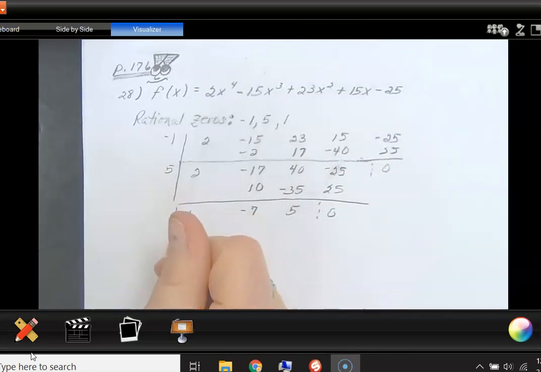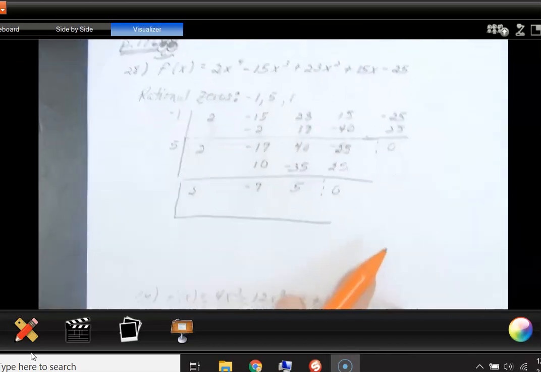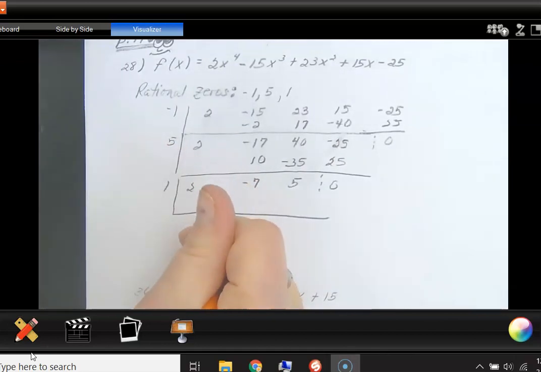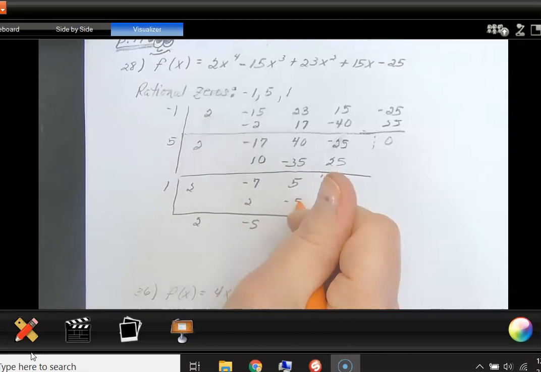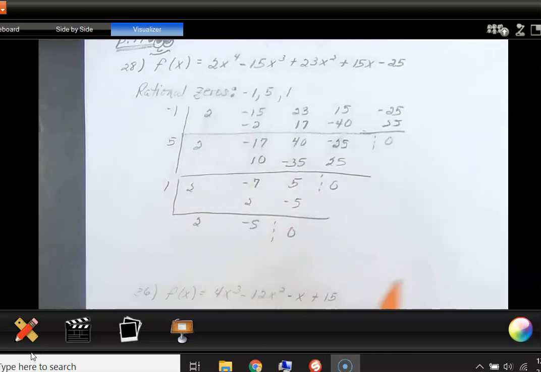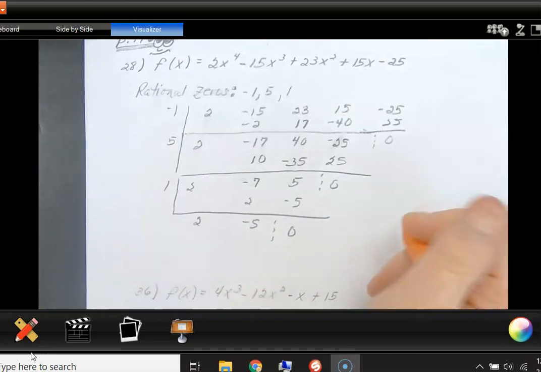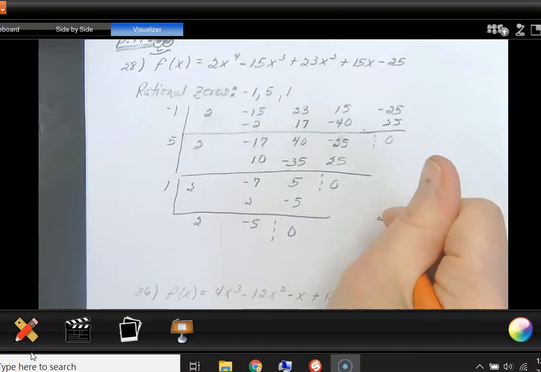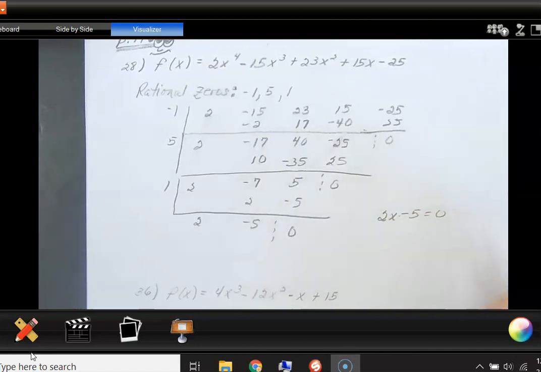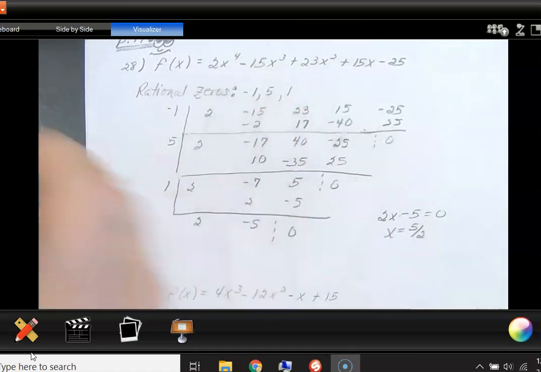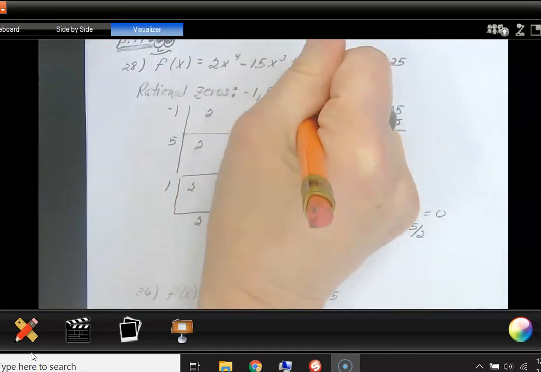And lastly, we are going to divide by 1. That leaves us with the polynomial 2x minus 5 as my last 0, so set it equal to 0, x equals 5 over 2. So my rational zeros are -1, 5, 1, and 5 halves.